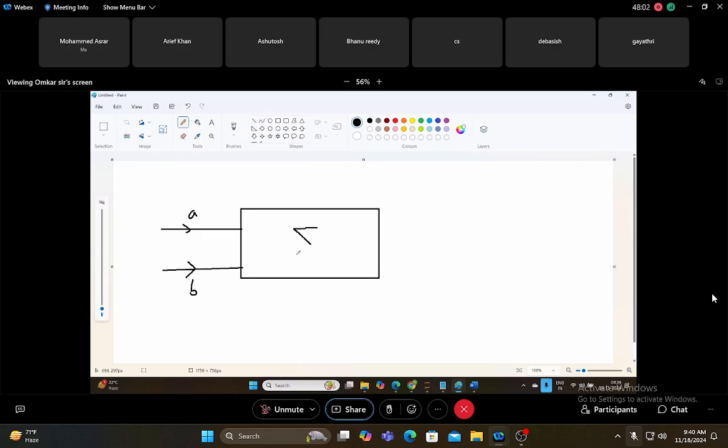A summation is there. What is the output? A plus B. Note it down. Graph theory is very important before we proceed further. A plus B.